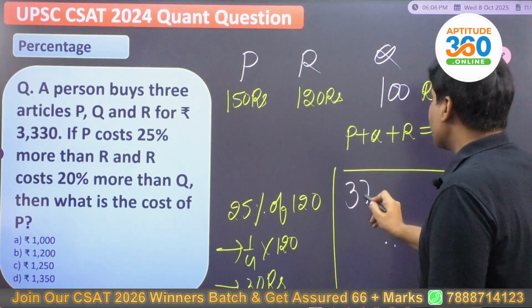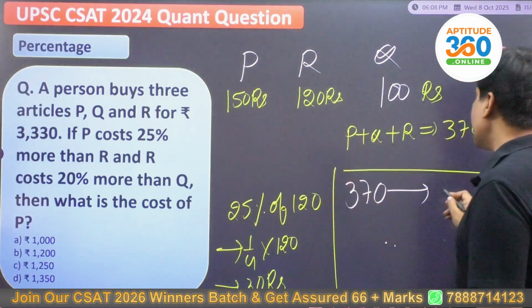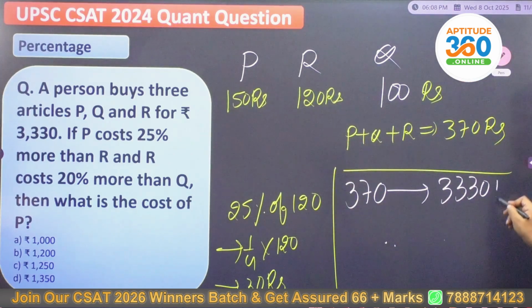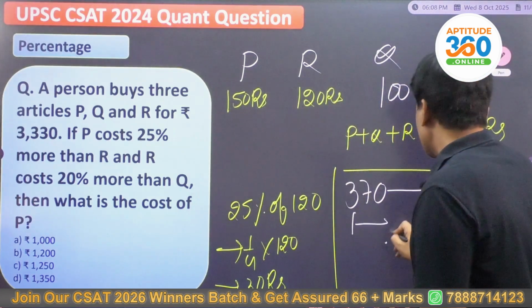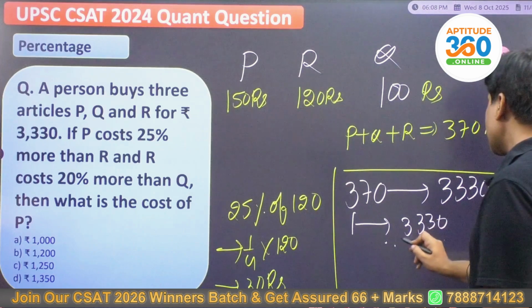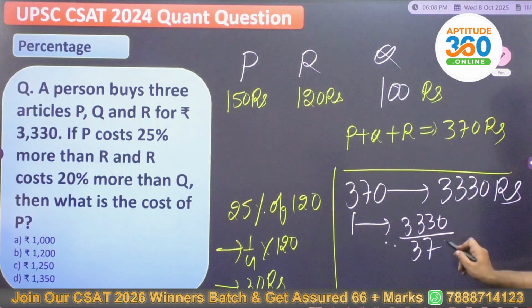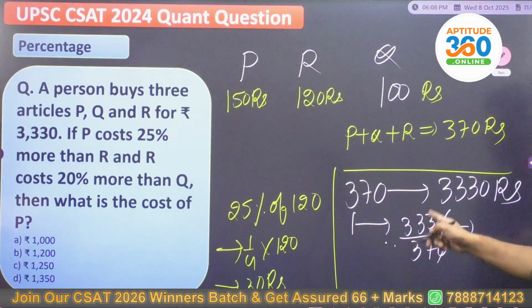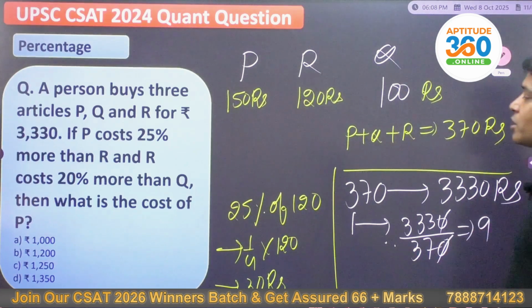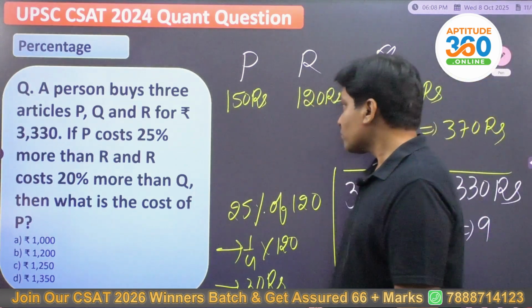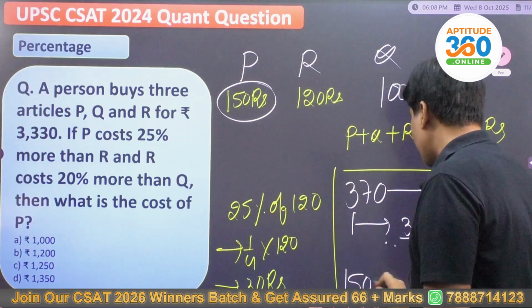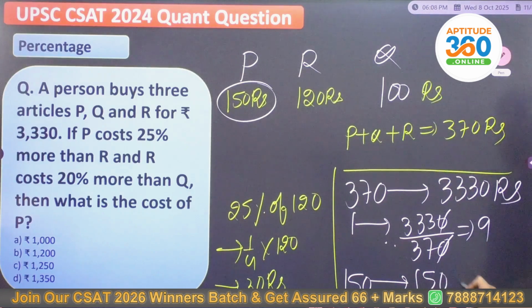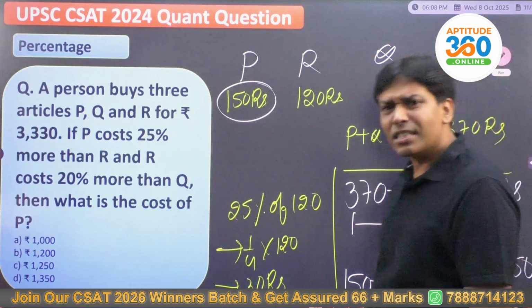We say that 370 rupees is 3,330 rupees from the problem. So 1 rupee should be equivalent to 3,330 upon this value 370. If you simplify this, 37 times 9 should be this, right? P is 150. So if P is 150, what is the P price in the problem? It is nothing but 150 into 9 and that comes out as what? 1350. Isn't it very simple?